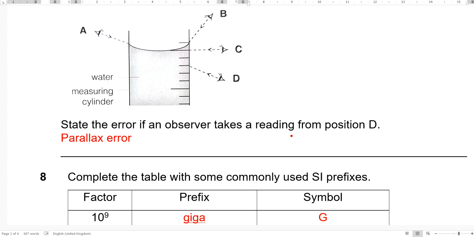So this huge number, as a prefix, is called giga. And we use the symbol G, capital G, nothing else. Because what happens if we use a small g? Then what does it represent? Exactly. The meaning of giga simply means 10 to the power of 9. Have you heard the word giga before?